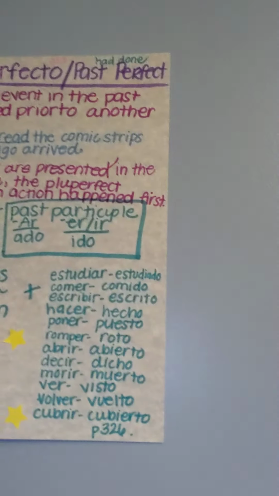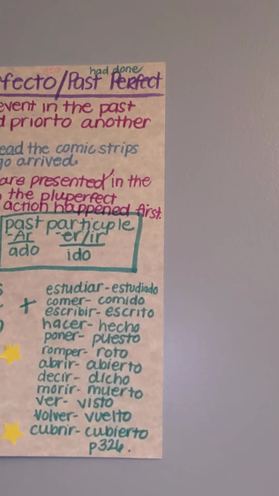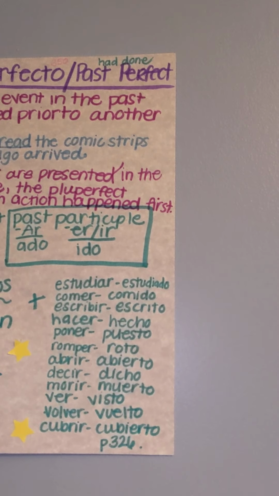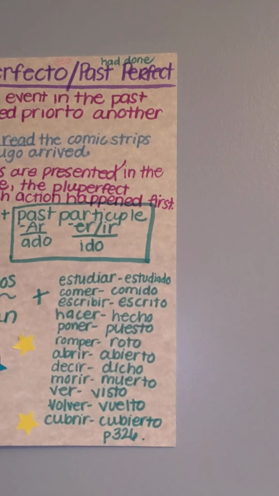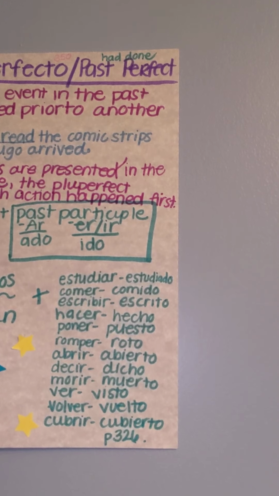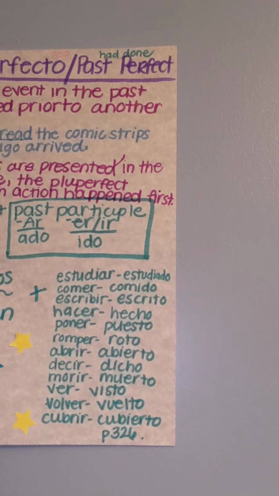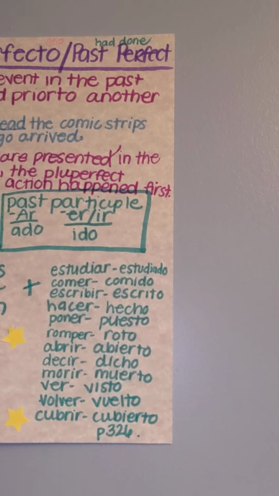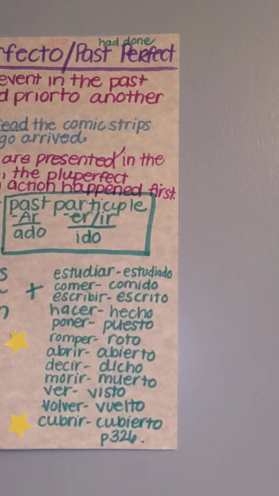So if you take a look through these, you're going to say, hacer, hecho; poner, puesto; romper, roto; abrir, abierto; decir, dicho; morir, muerto; ver, visto; volver, vuelto; cubrir, cubierto. And again, these are listed in your textbook on página 326. Otra cosa aquí, when we are working with the perfect tenses, our past participle is not going to inflect for number and gender.